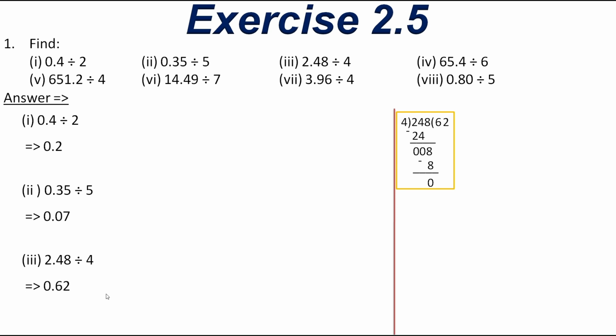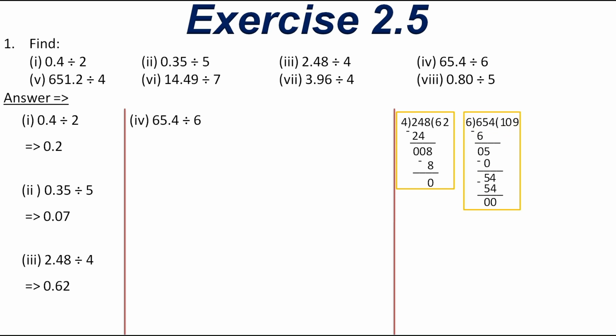Next we have 65.4 divided by 6. That means we have to divide 654 by 6. So 6 ones are 6. Now 5 came down. So now 6 zeros are 0. Now 4 came down. So I got 6 9s are 54. So I got the answer as 109. Now here in the question we have the decimal point just before one digit. That means the answer also should have the decimal point just before one digit. Therefore 109 will become 10.9.